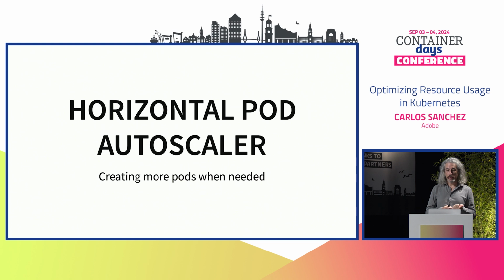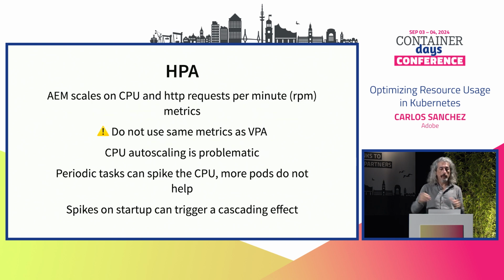We also use the horizontal pod autoscaler, which allows us to create more pods when needed. This is the typical one, scale horizontally. And what we do is scale on CPU and HTTP requests per minute metrics. There's always advice to not use the same metrics as VPA, as both can conflict with each other.